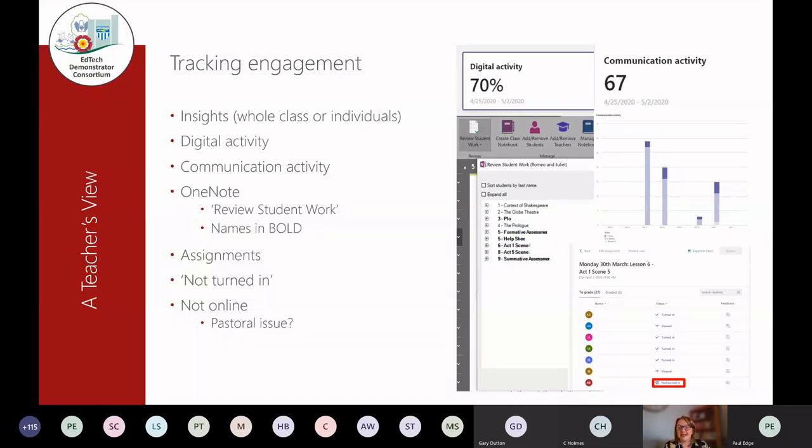Assignments, so as you can see, you can have it turned in, viewed, or not turned in. If it's not turned in, it means that the pupil hasn't even viewed it. Again, that could mean that they haven't done the work, but it could also mean that they haven't been online, which obviously is a pastoral issue and something that needs passing on from a safeguarding perspective and making sure that our pupils and their well-being is paramount, really.